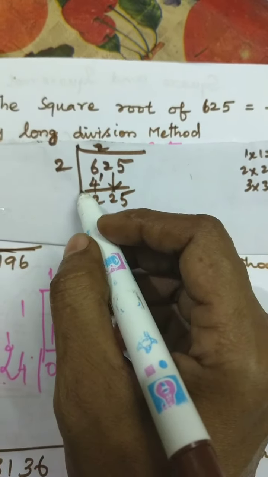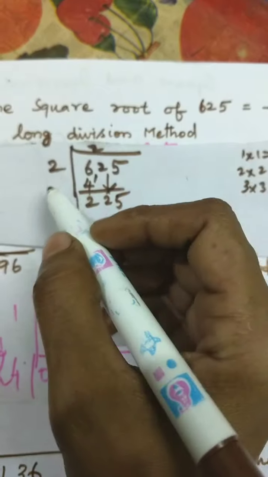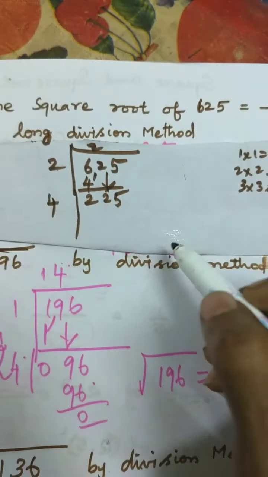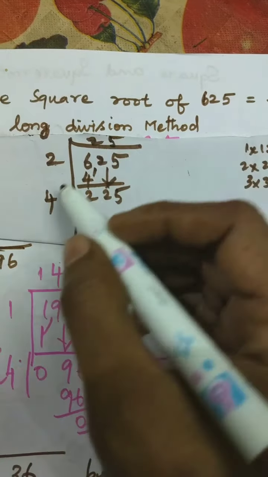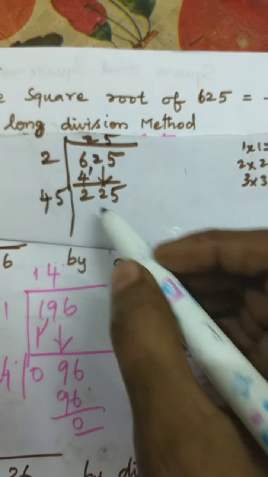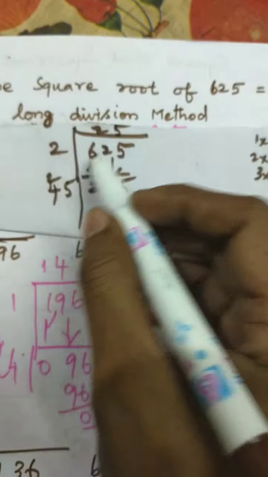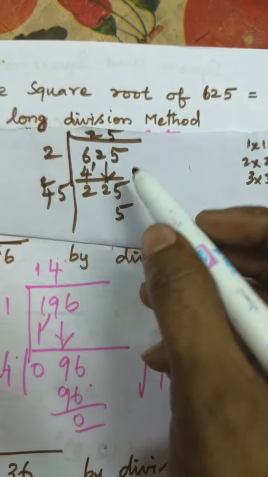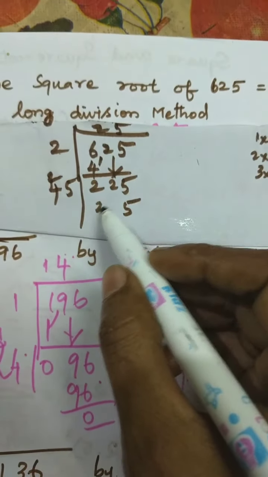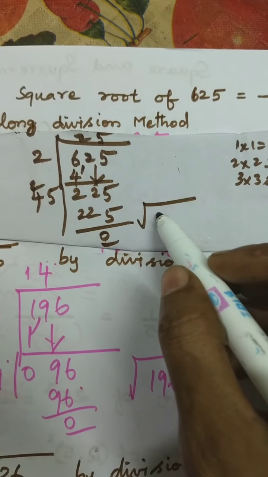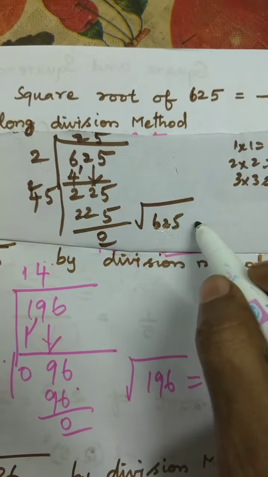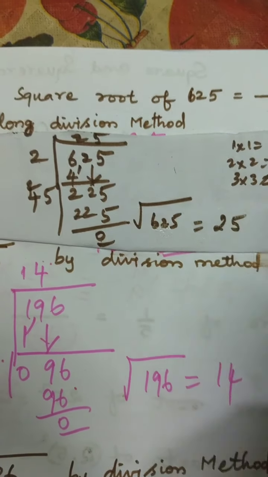Okay. Now you have to double the 2, which gives 4. Here it is ending with 5, so you can write 5. Here also 5. 5 fives are 25. Remaining 2. 5 fours are 20, so 20 plus 2, 22. Okay. Now it's over. Now the square root of 625 is equal to 25. Okay.